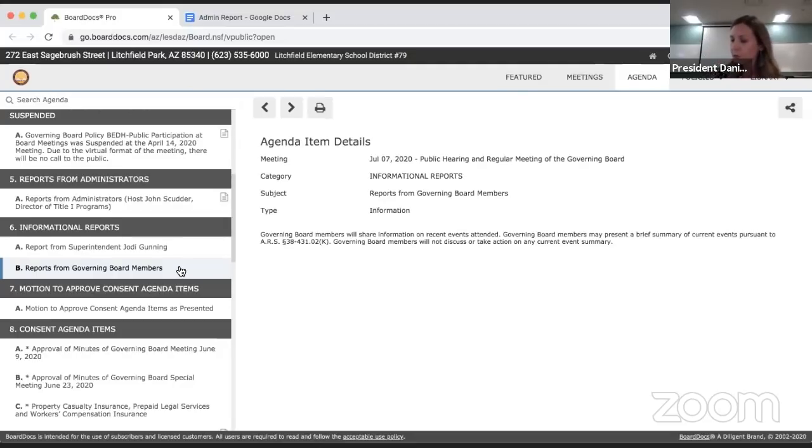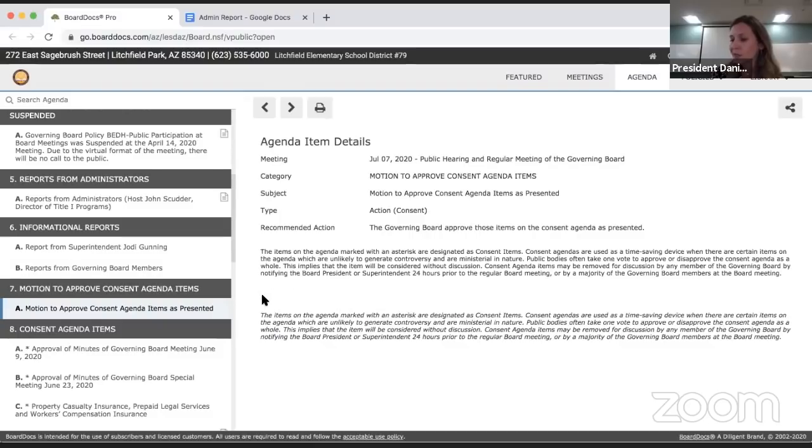Next, 7A, we're going to discuss the consent agenda. If there is not anything that anyone would like to pull off the consent, I will move to approve the consent agenda as presented. I second. Thank you, Melissa. Again, I'm going to do this as a whole. All those in favor? Aye. Any opposed? Okay, motion carries. Consent agenda is approved as written.